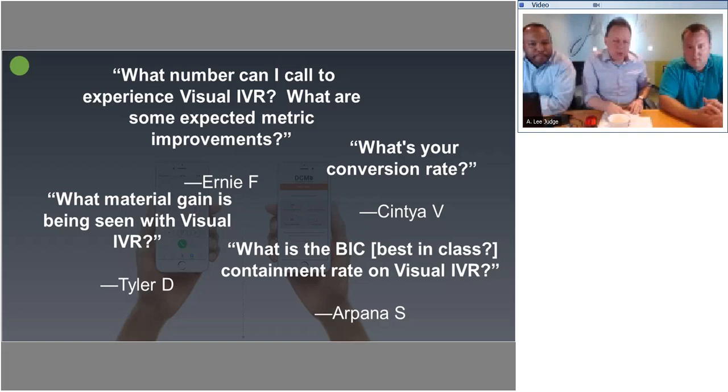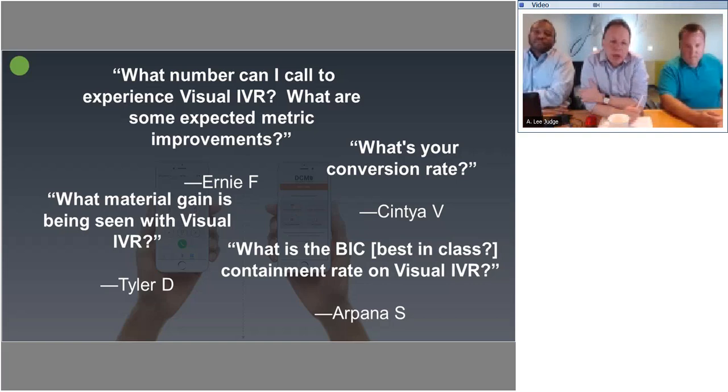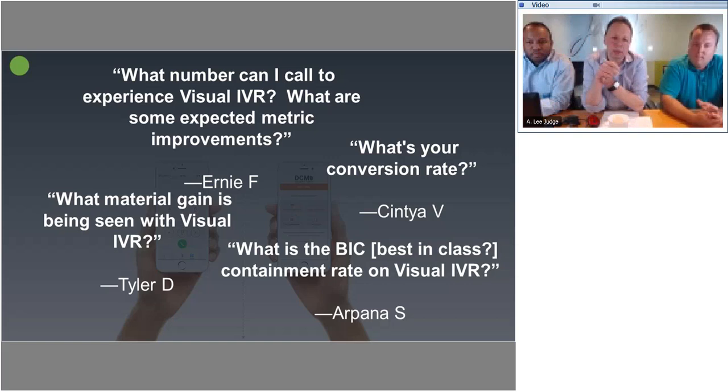Yeah, so some great questions, basically asking, so what am I going to get for this, right? What kind of containment am I going to see? The best way to think of a Visual IVR implementation is almost like a funnel. Obviously what comes out at the bottom of the funnel in terms of call containment is a factor of what goes in at the top of the funnel.